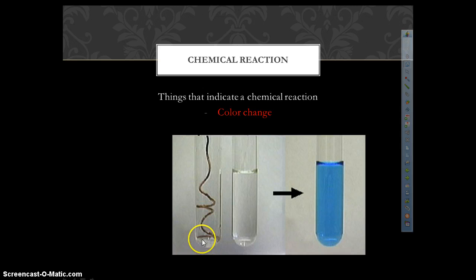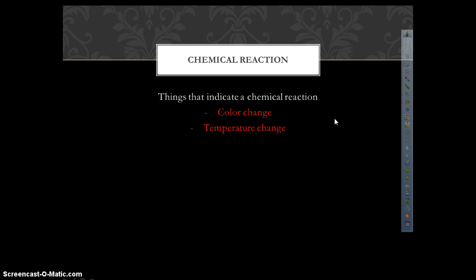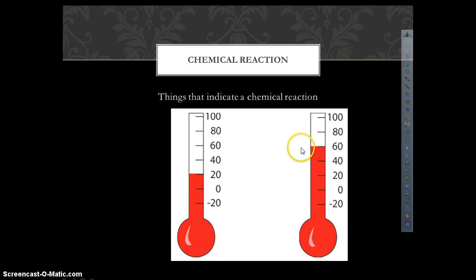So color change is the first one. If you take a copper wire here, for example, put it in water, that copper will dissolve, so to speak, within the water, and you'll get a blue solution. So that indicates to you a change has happened. Temperature change, that's if it goes up or if it goes down.